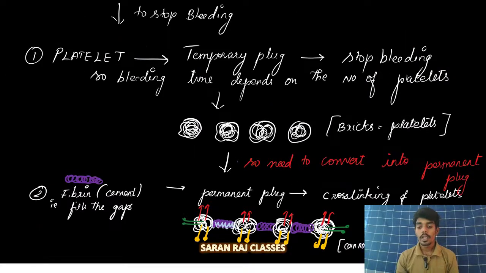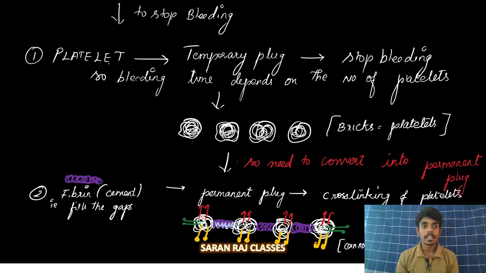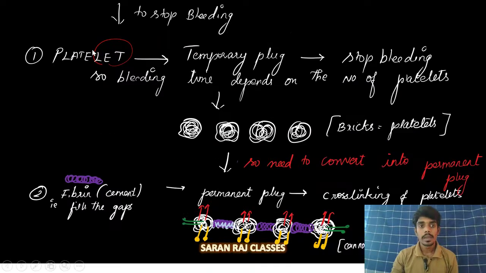So in order to stop bleeding, when we have met with an injury or tissue trauma, the first to come into action is the platelet, which forms a temporary plug and stops the bleeding. Consider if the minute blood vessels are damaged. In that particular area, the platelets come in as the first line of action. So that forms the temporary plug.